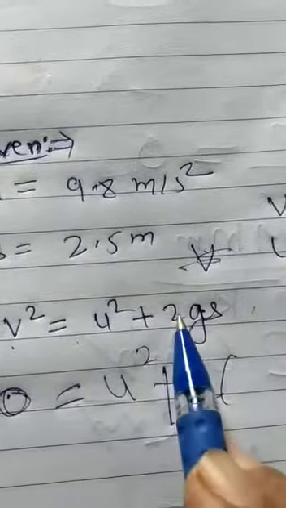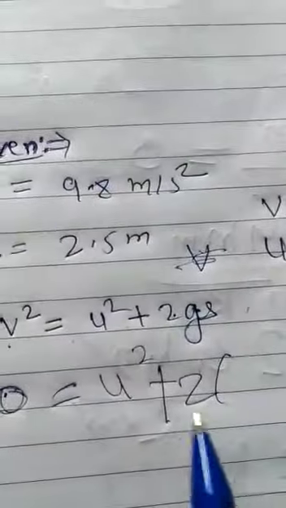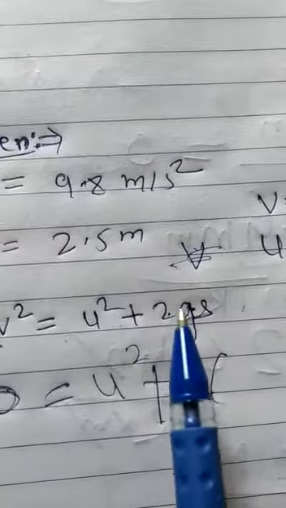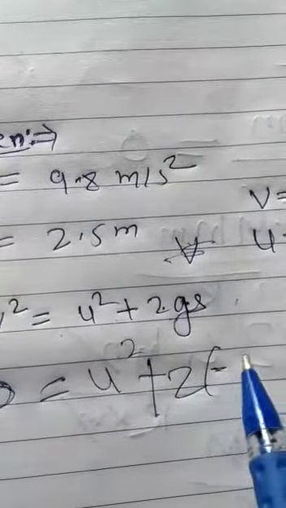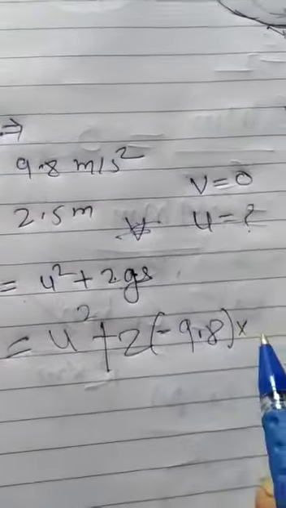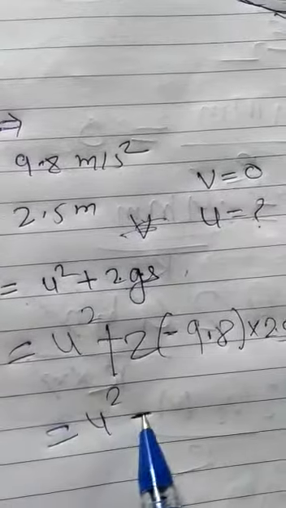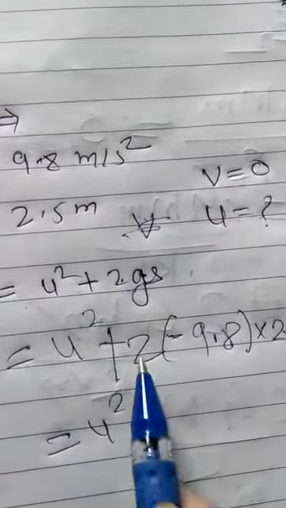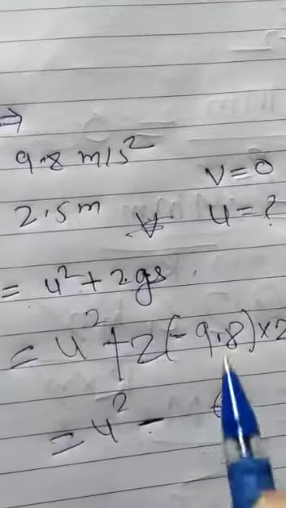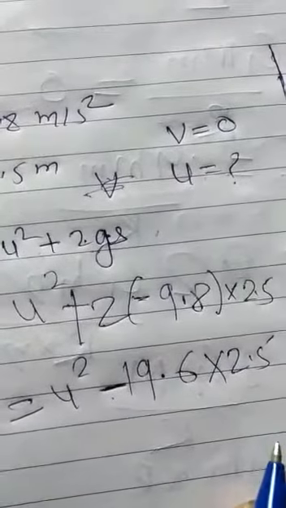Now one more thing, listen: if any object moves upward and comes back to the surface due to gravity, the sign of g is negative. So that will be 9.8 into s, which is 2.5. Thereafter u square equals minus, plus, minus, 2 into 9.8, which is 19.6, into 2.5.